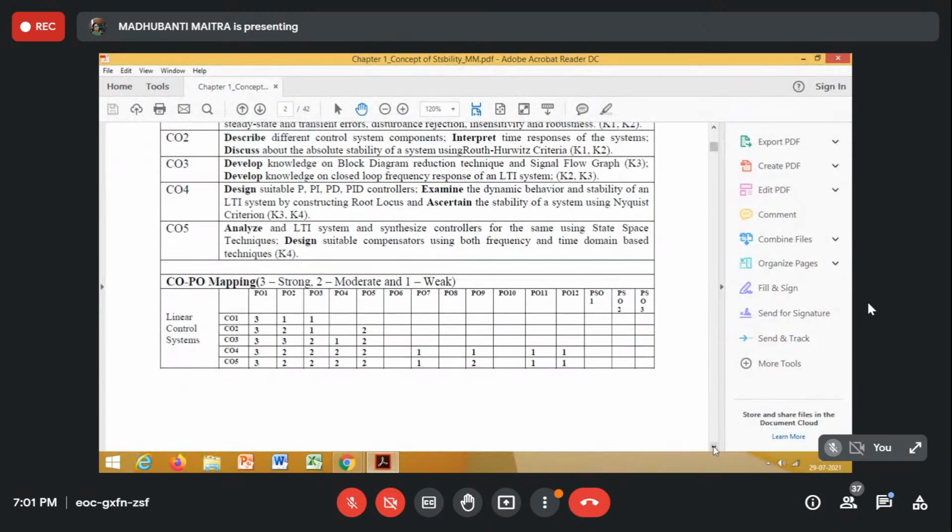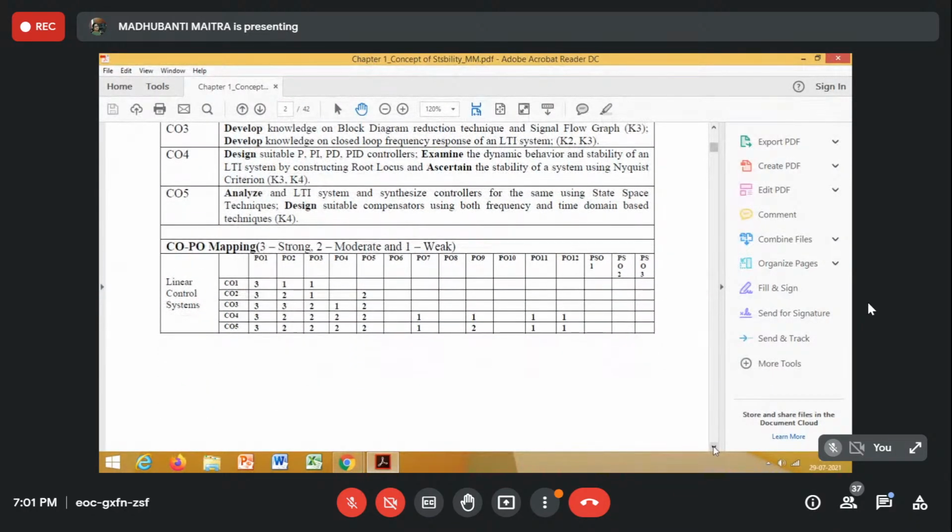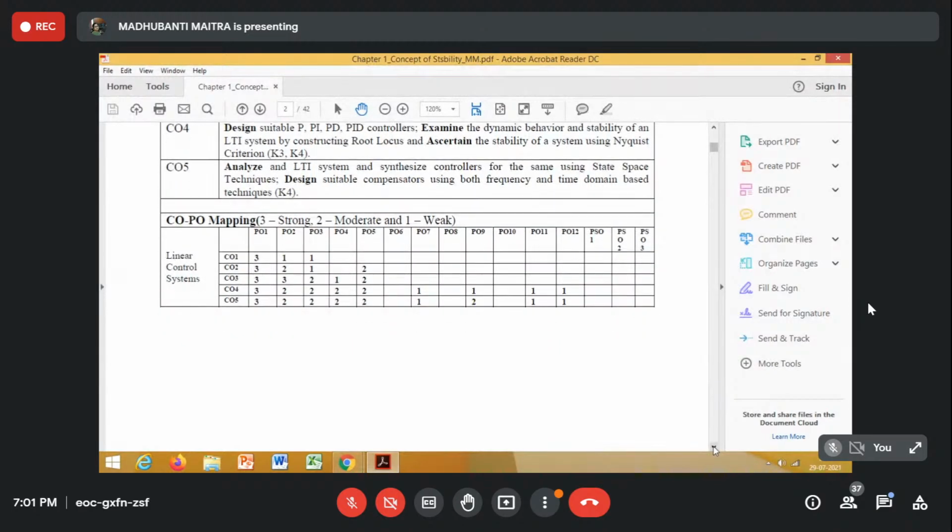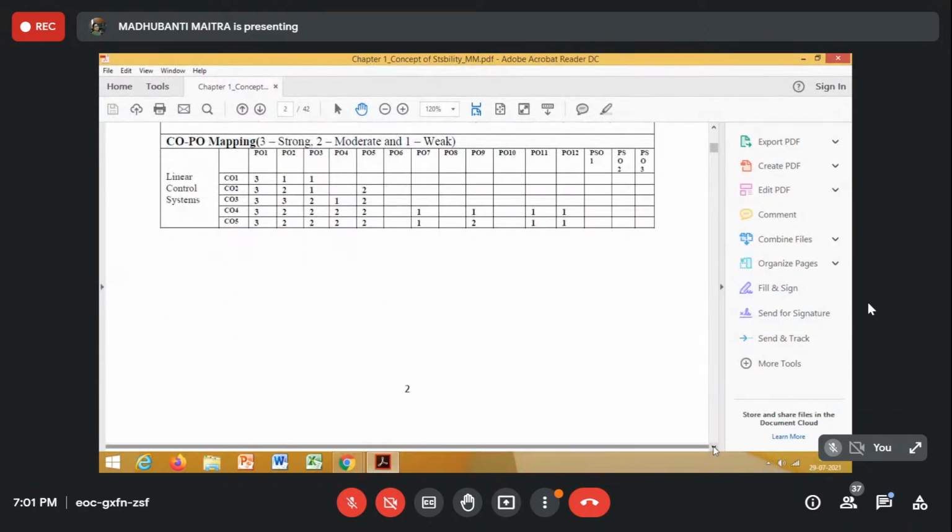So COPO mapping, I don't know whether you are aware of all those POs. So for the time being, you can leave it.